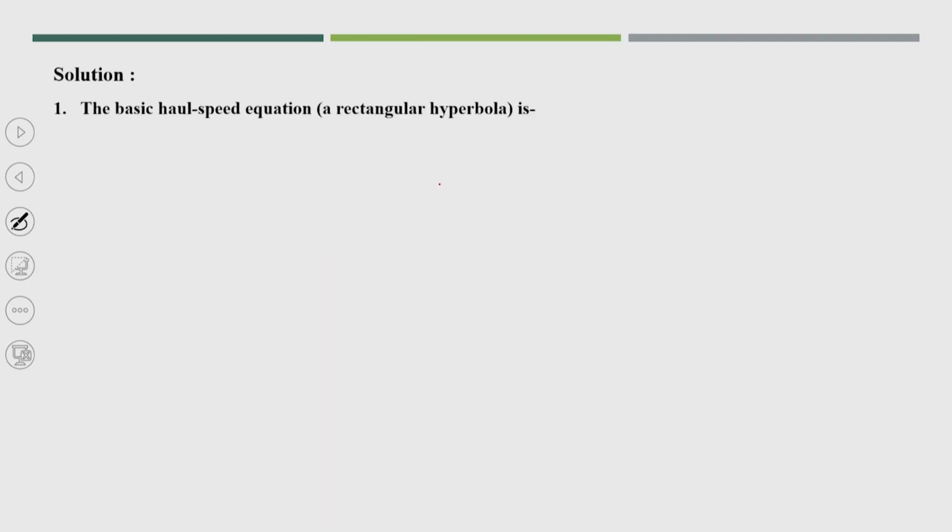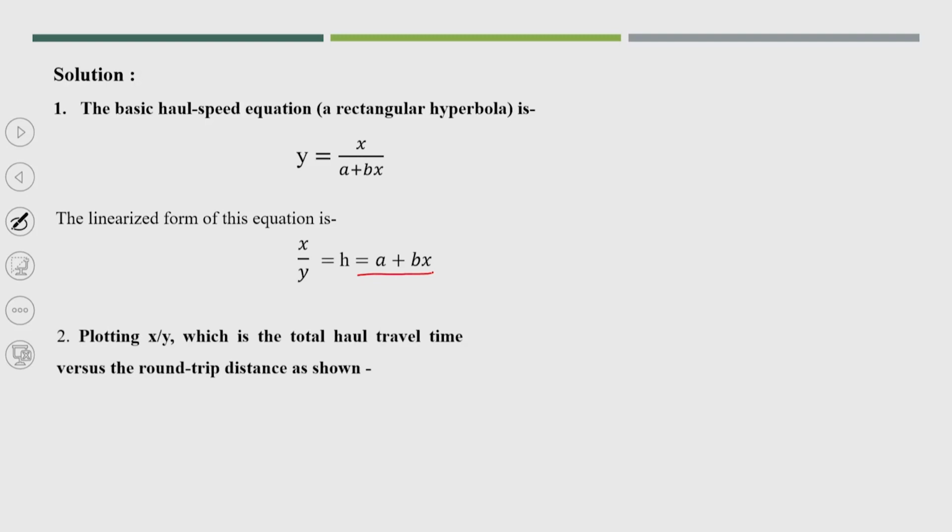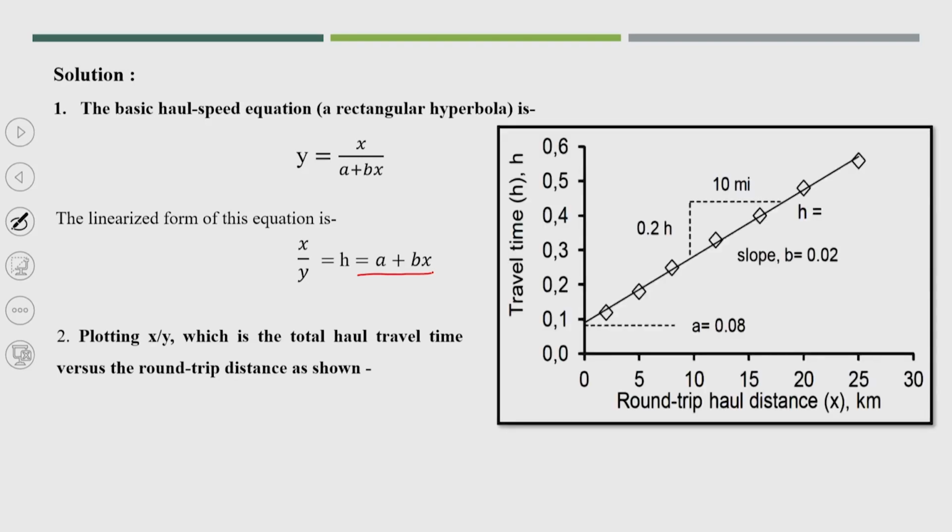Now, we will go for the solution. The basic haul speed equation, we know, is a rectangular hyperbola, y equal to x by a plus b x. If you linearize this equation, we will get h equal to a plus b x after linearization, which we have seen in the previous slide. Now, if you plot the given data, the total haul travel time versus round trip haul distance, we will see a plot like this.